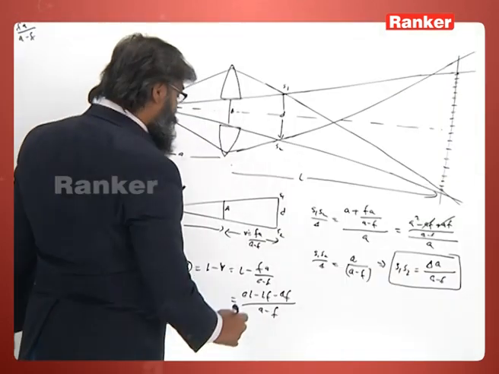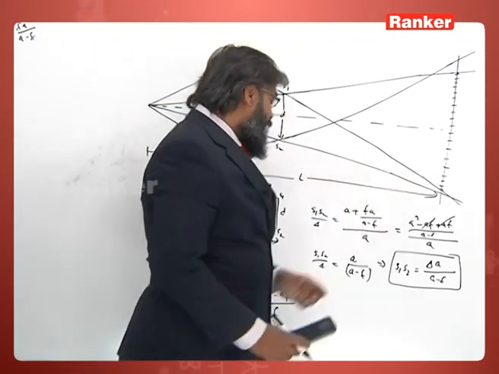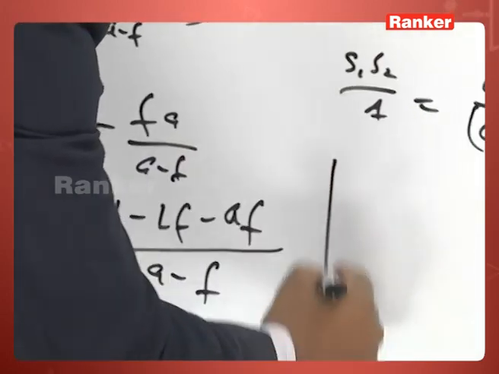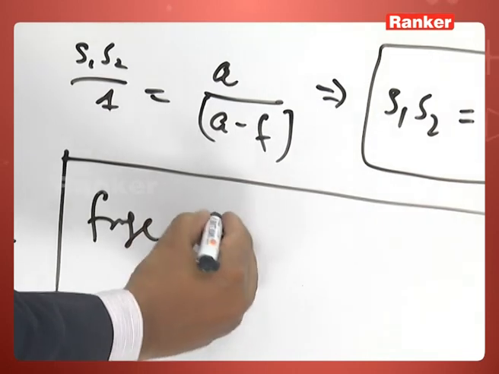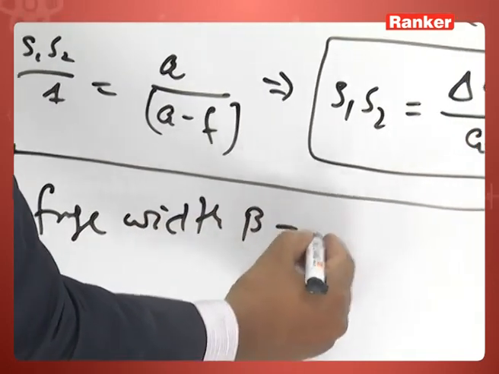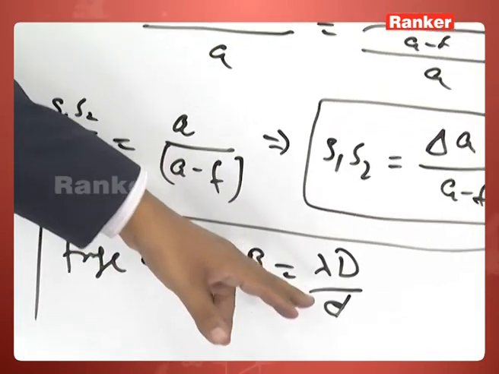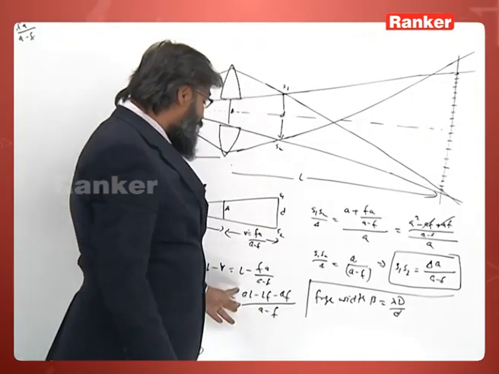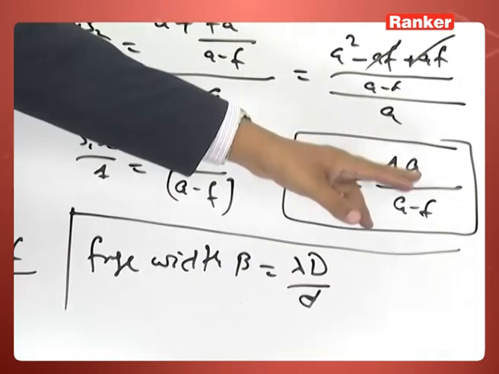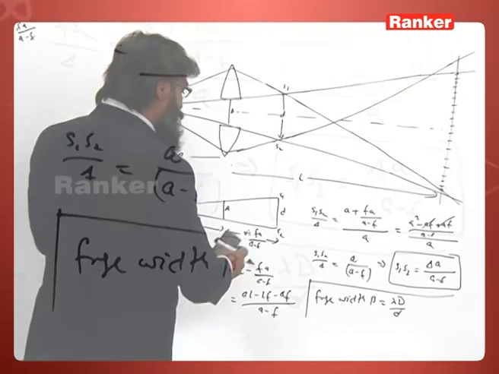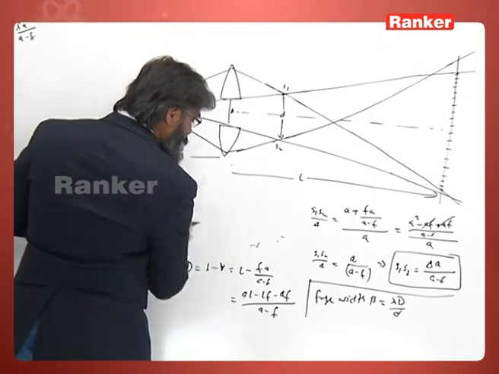So we got D. Once I have S1S2 and D, the fringe width beta is simply written as beta is equal to lambda D by d. This is the formula. Here D means this distance, and small d is S1S2, which is equal to delta A by A minus F. So I am writing it here, if you have copied, I will write it.